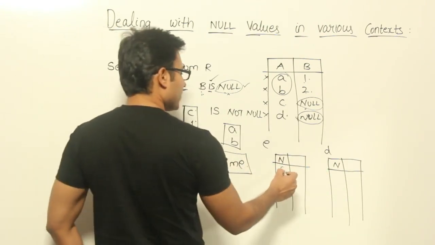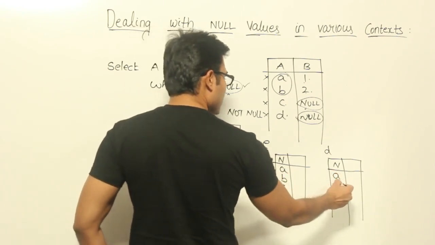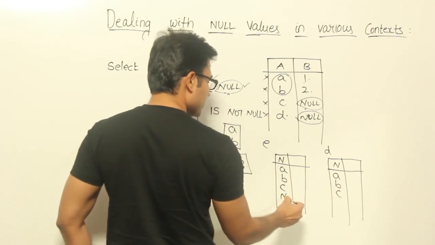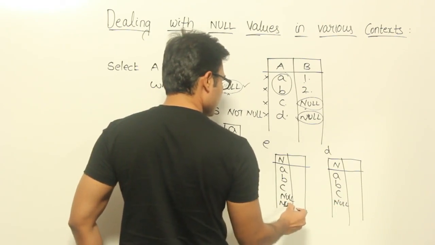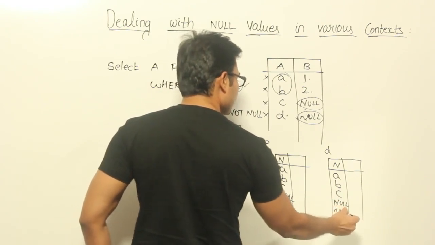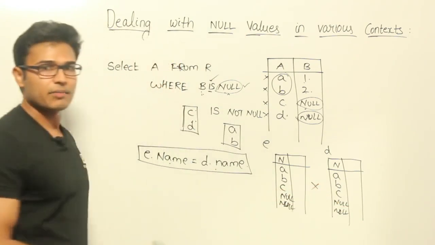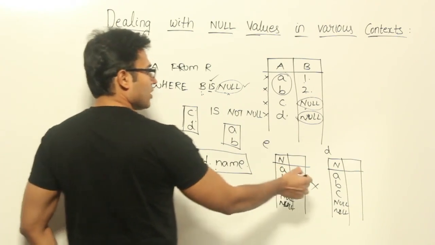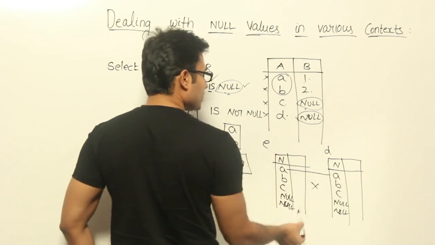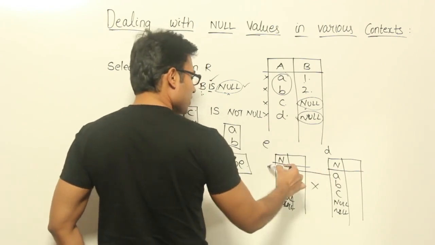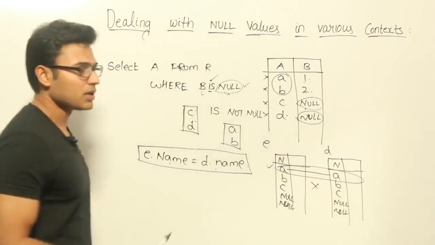Let us say here there is A, B, C, and here there is null and null, and on the other table A, B, C, and null and null. Now in the join both of them will be joined and the comparison will be done appropriately. When the Cartesian product is applied, this one will be compared with this. Since these two are matching, this particular row will be selected in the output.